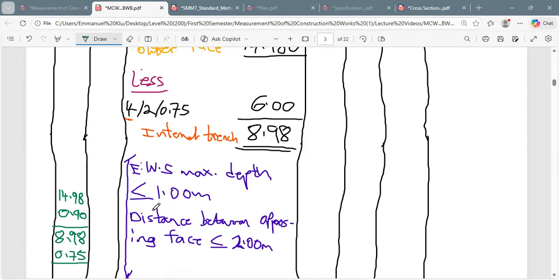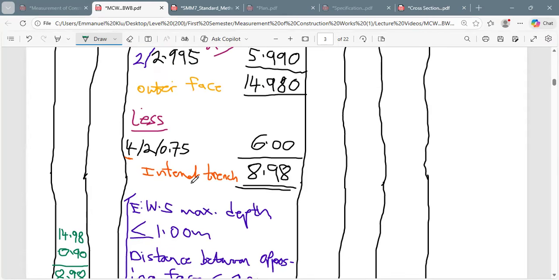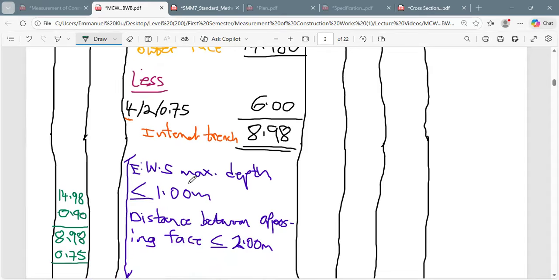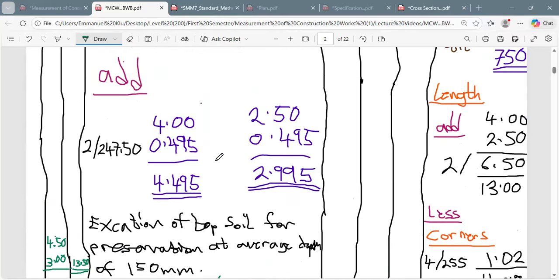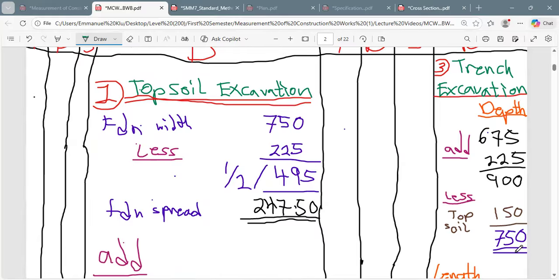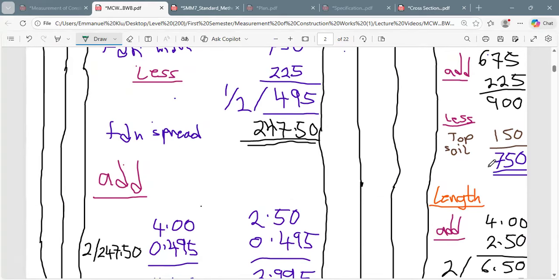8.98 times the depth, and the depth is 0.75. Okay, the depth is 0.75. So at the end of the day, that is how the calculation went. The 8.98 times the depth of the excavation. When we calculated the depth of the excavation, what did we get? We had 750, as you are seeing over here. Okay, so that is it.